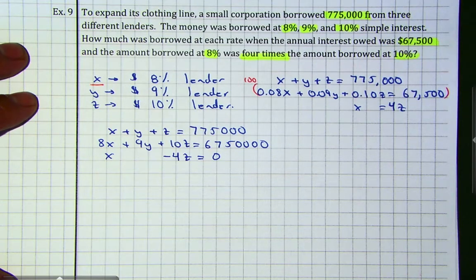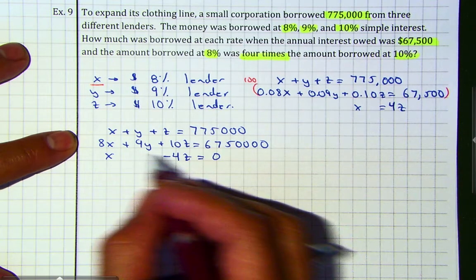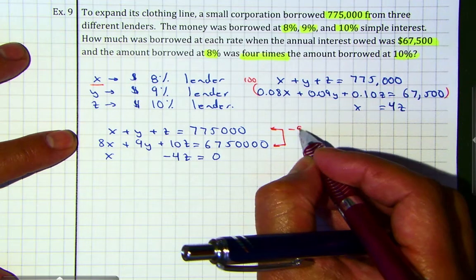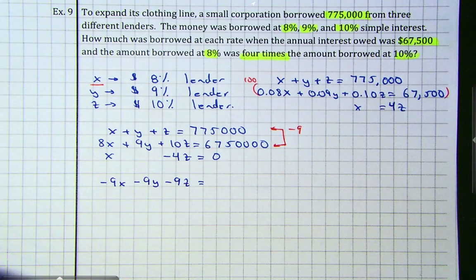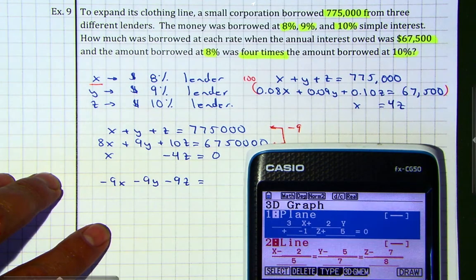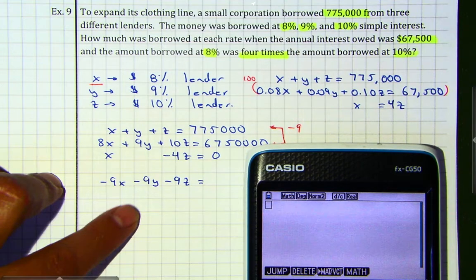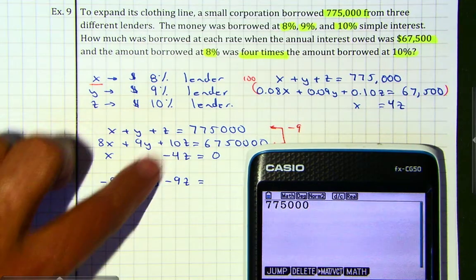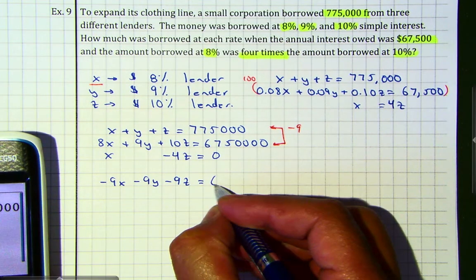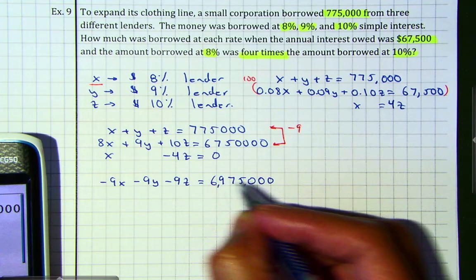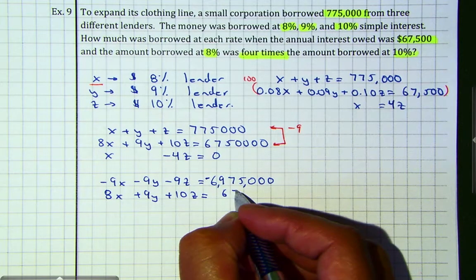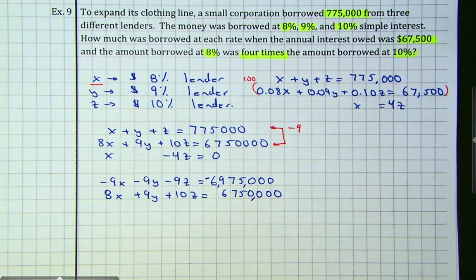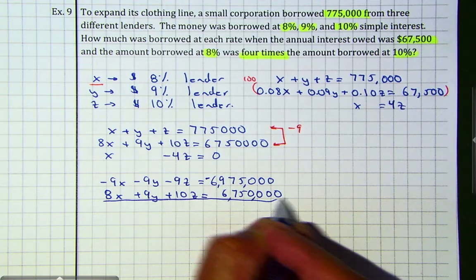And now you need to decide whether you want to do it by combination or substitution. Probably want to do it by combination, correct? I have my x and my z, so I'm just going to get those two equations and I'm going to multiply by -9. So that gives me -9x minus 9y minus 9z. And I'm going to use, in this case, my calculator to multiply it out. So that'll be 775 and 3 zeros times 9. So that gives me 6975 and 3 zeros, and that'll be negative. The second equation will stay exactly the same. And now my y's cancel just like we wanted them to.